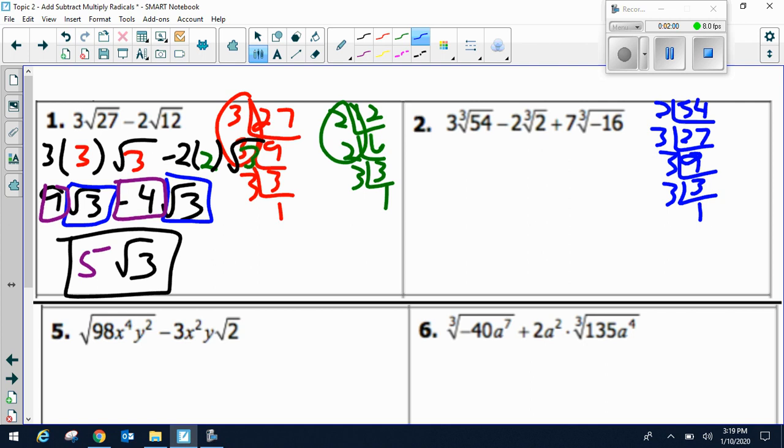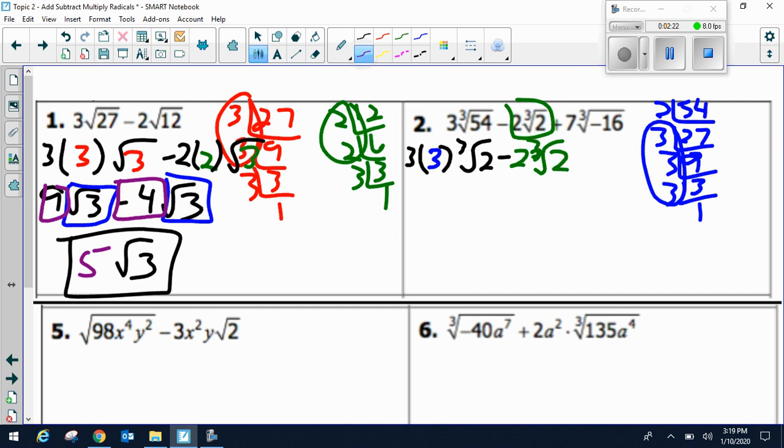This time we're looking for groups of 3 because our index is 3. So there they are. This would be 3 times the number on the outside that you're pulling out, which is 3, cube root of 2. Minus. Now, if you look at the cube root of 2 here, there's nothing you can do with that. So that's just going to stay as 2 cube root 2.